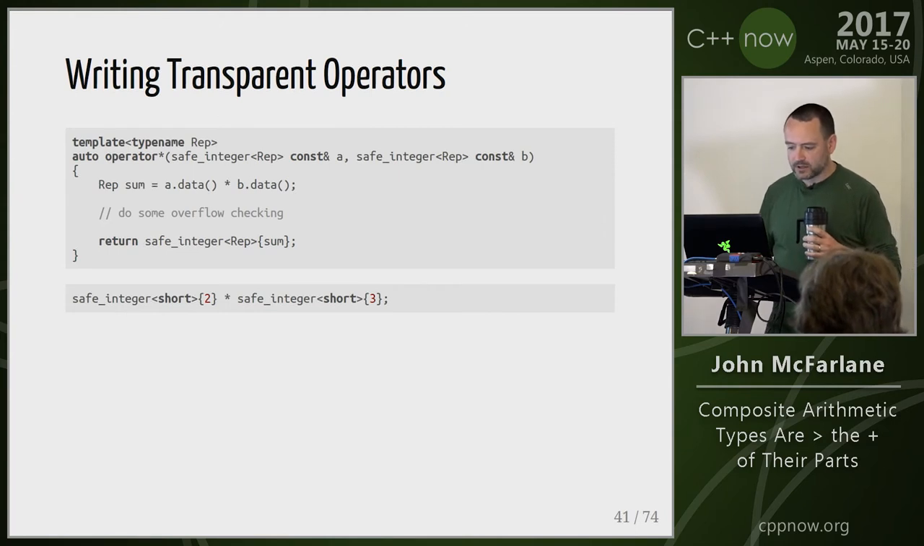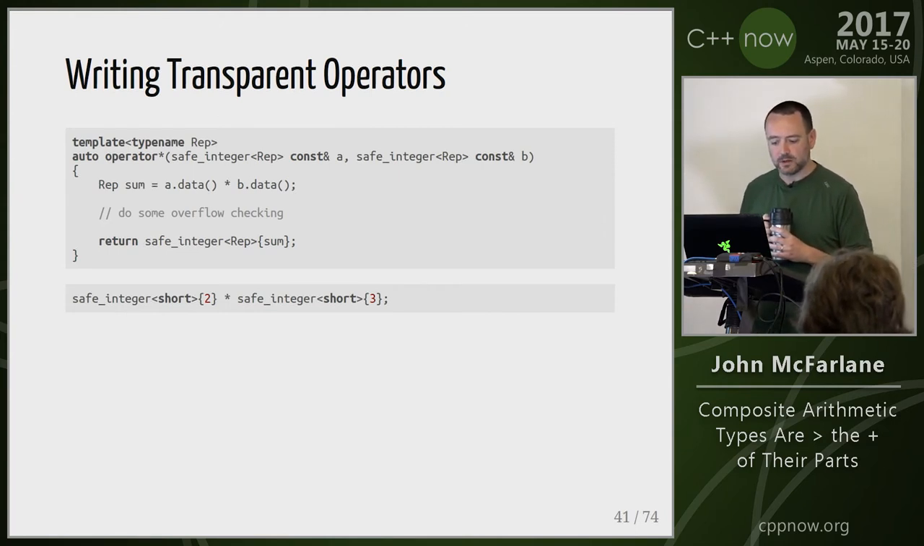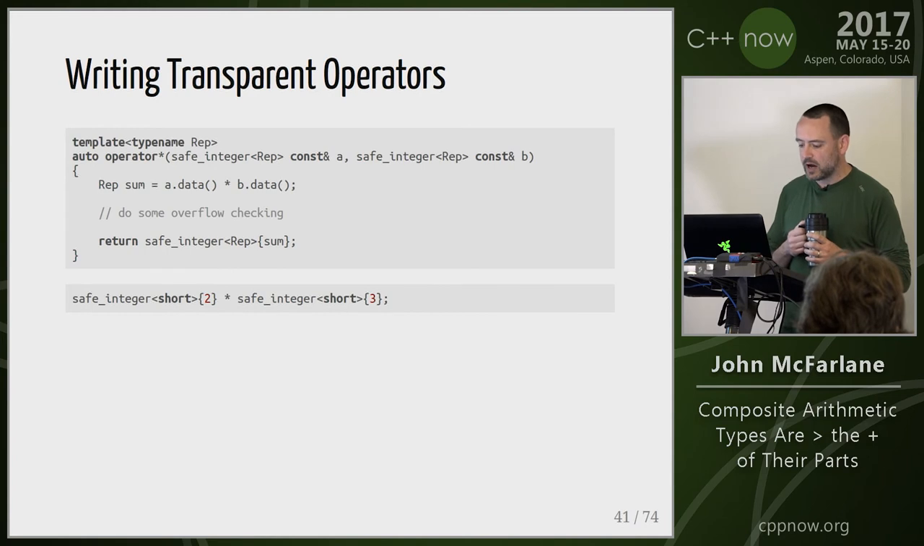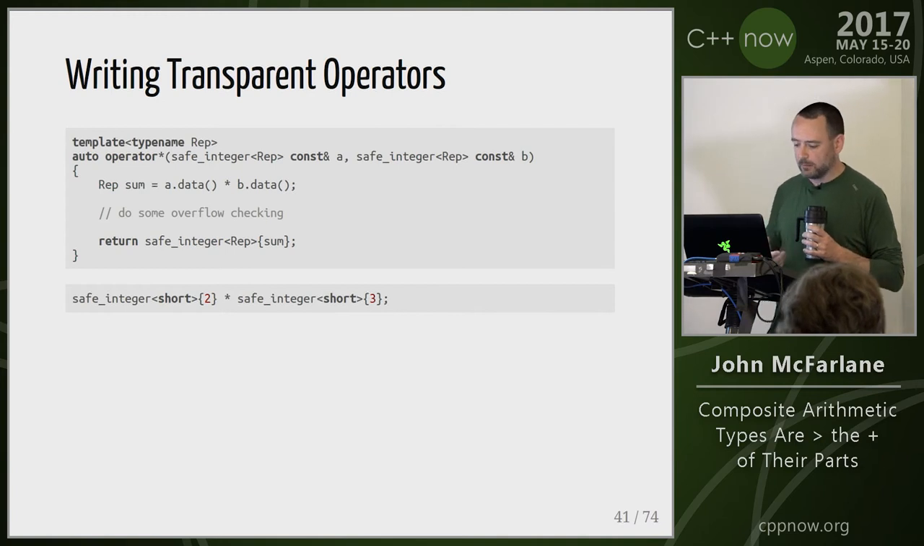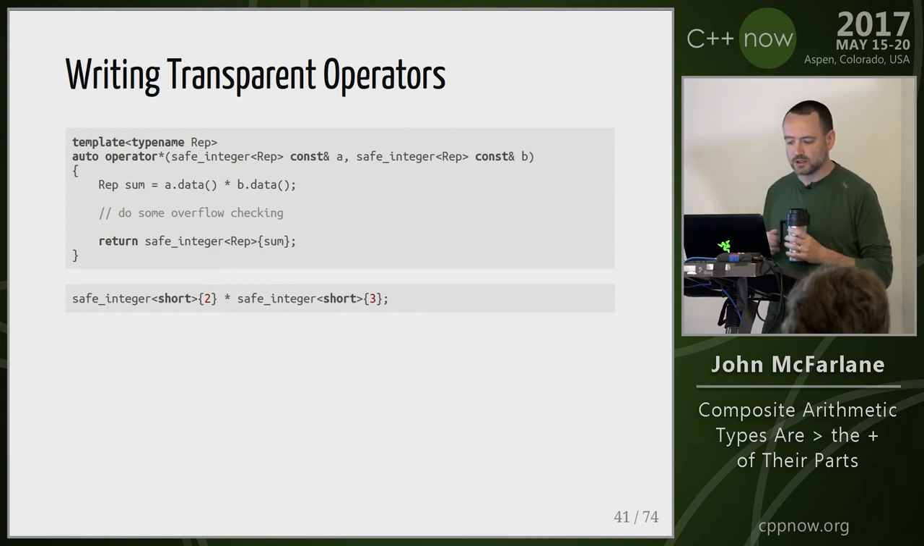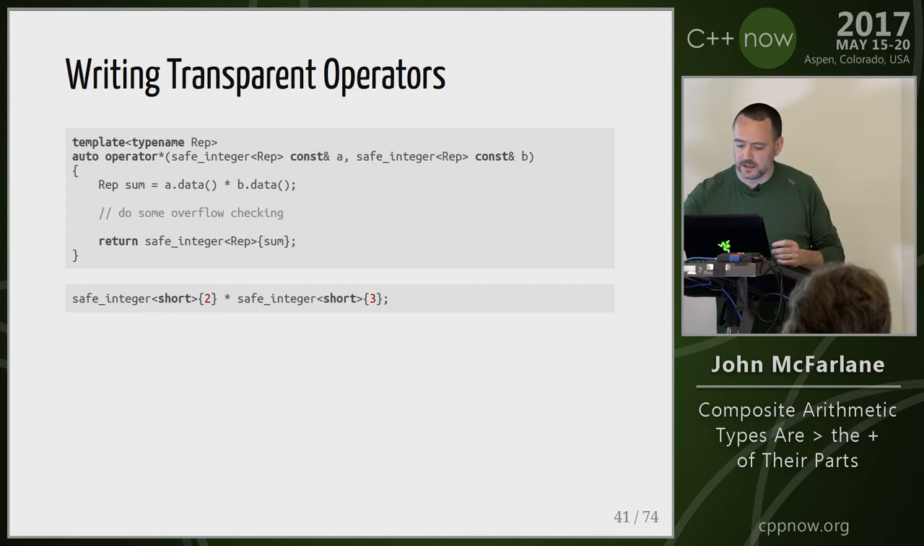And whether that's assigned to sum on initialization, you have an implicit conversion there. It's casting from int back down to short. That could be inefficient.